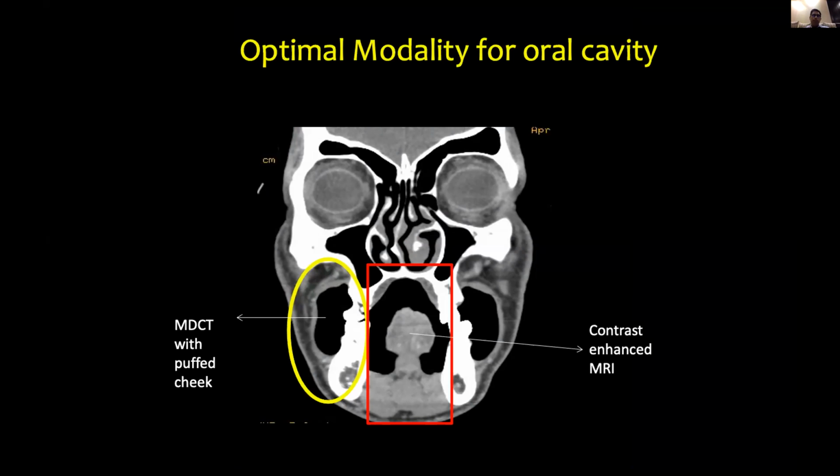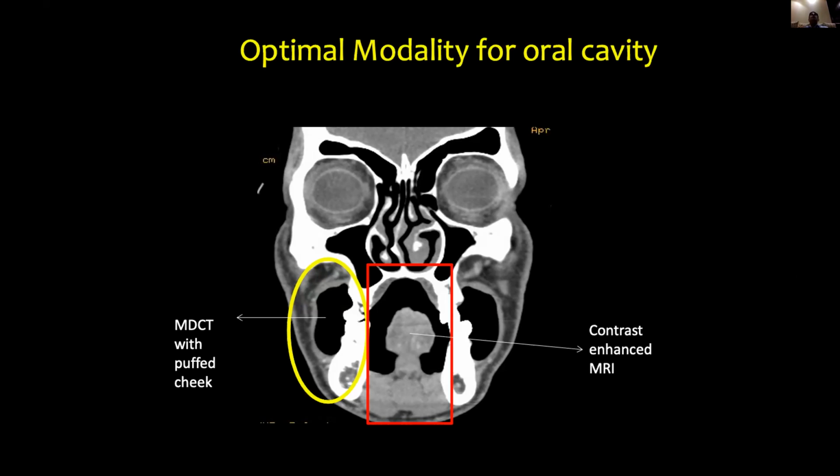So by doing this maneuver, you get an optimal visualization of the vestibule as well as the buccal mucosa and the gingivobuccal sulcus. So remember that in any buccal cancer, one must perform a puff cheek technique. For the tongue, as I said, the incidence of involvement of the bone is very little, under 10%. The modality of choice for tongue malignancies remains MRI.